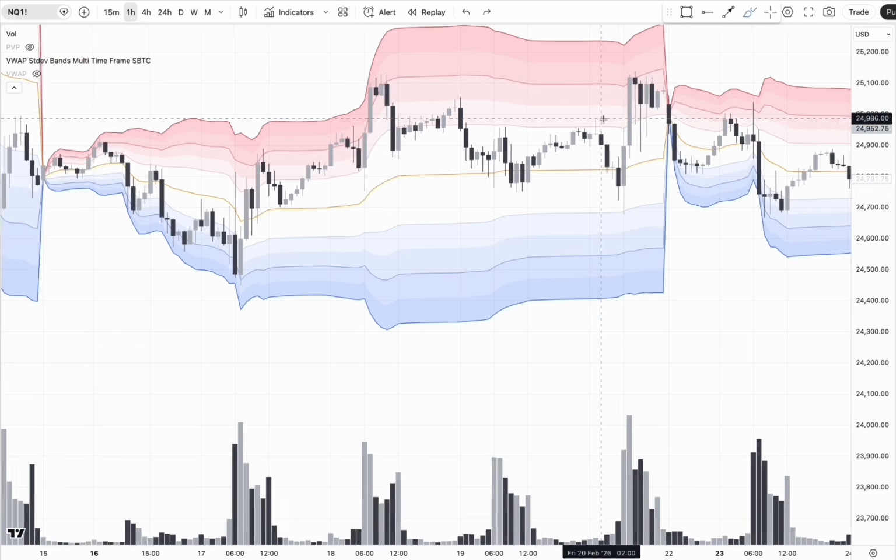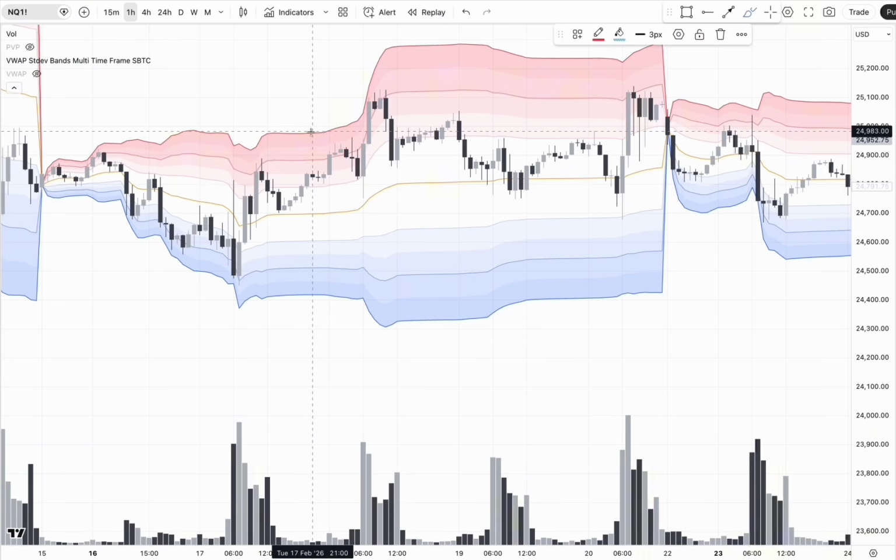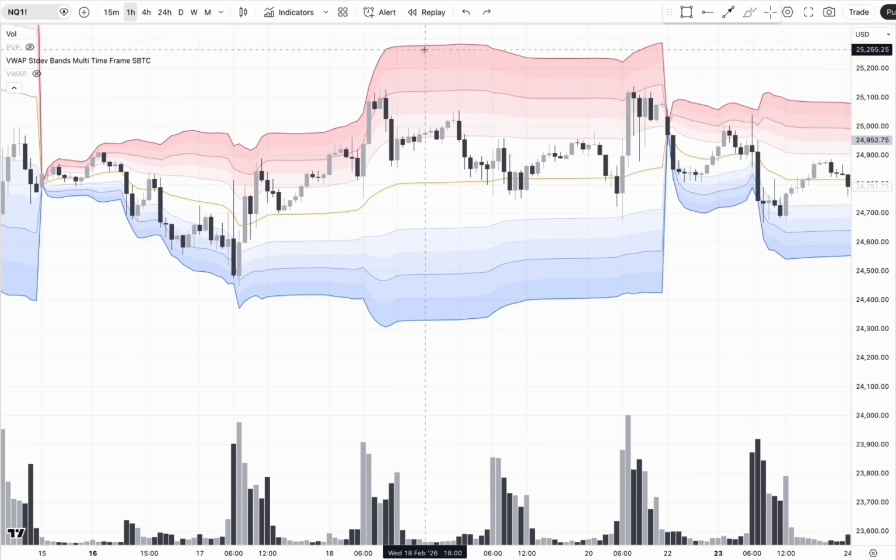So usually the way to understand if we're ranging or trending is that when the bands are taking on this kind of shape, that means we're trending. So I wouldn't be looking for mean reversion trades in this kind of environment. And then once the bands are flat or more or less flat, right, then I would think that we are back to a mean reversion environment.